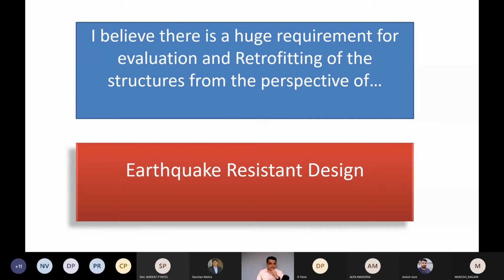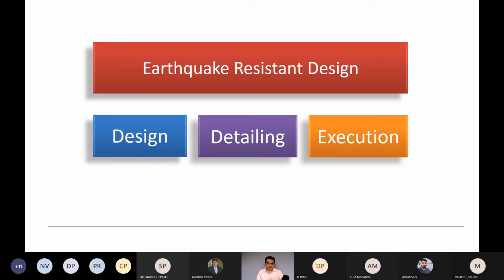And I believe that there is a huge requirement for evaluation and retrofitting of the structures from the perspective of earthquake resistant design. Right now, there are two kinds of structures. One is the older structures, which were designed based on the earlier codes, so definitely there could be certain kind of deficit when we evaluate them with respect to the latest earthquake resistant design codes. And second, there are a number of non-engineered structures, as we know, which did not follow the codes in totality. So these could be two broad categories of structures, in my opinion. But I believe there is a huge requirement for this evaluation and retrofitting.